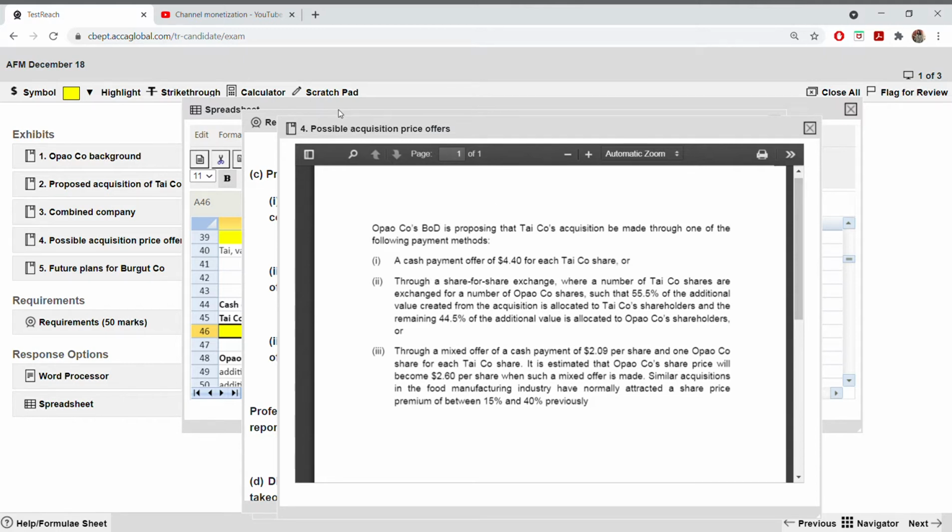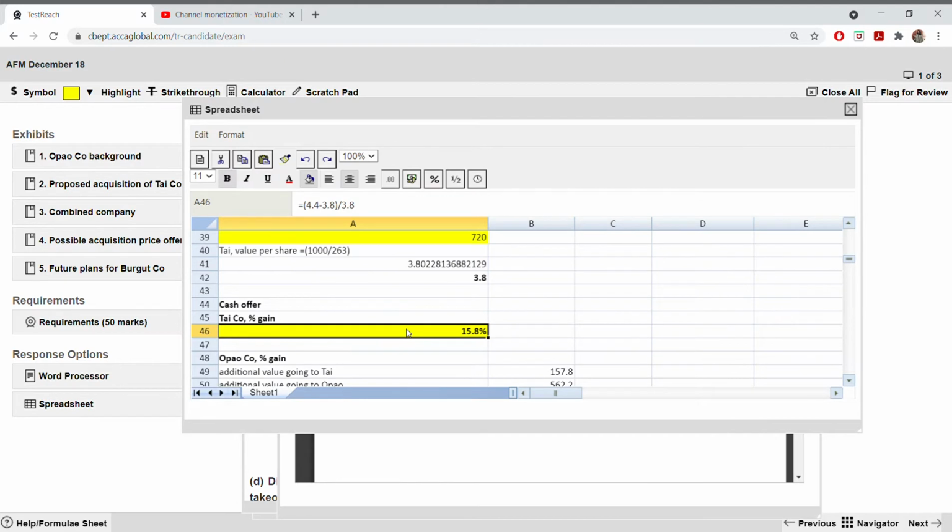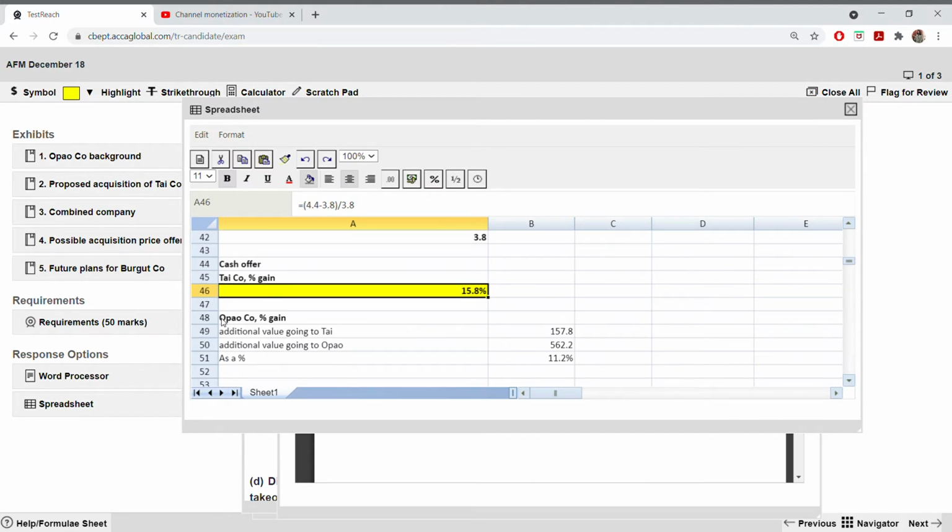That's why we always take the Thai company, the target company's percentage gain first, because it's easy. But for the acquirer company, in this case Oppo, for their percentage gain you have to work it out this way. You have to get the additional value for Thai, then the additional value for Oppo, then as a percentage out of the total equity value of Oppo, you will get the percentage gain. I hope this is more clear now.